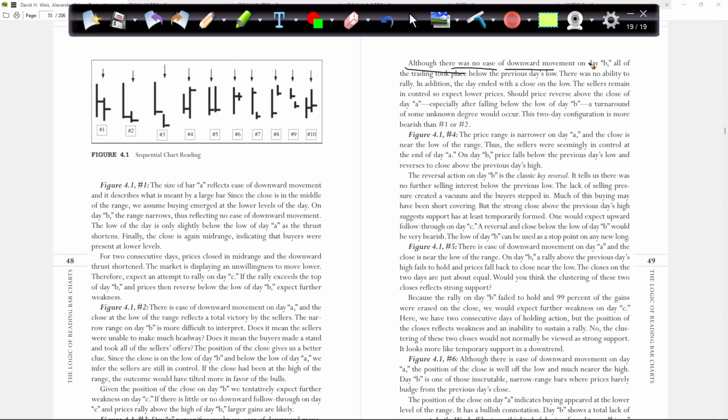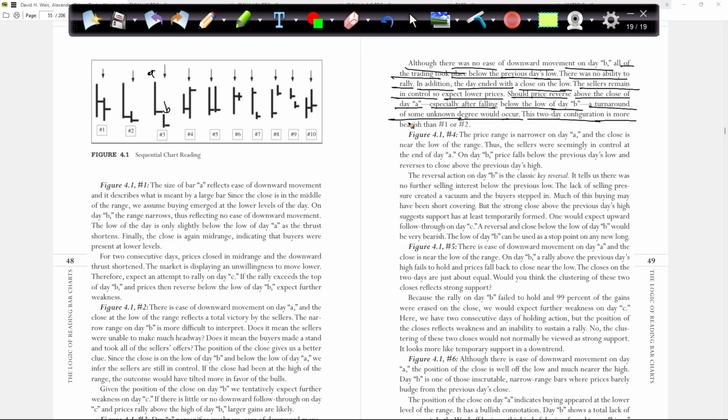Although there was no ease of downward movement on day B, this is day A, this is day B, all of the trading took place below the previous day's low. There was no ability to rally. In addition, the day ended with a close on the low. The sellers remain in control, so expect lower prices. Should price reverse above the close of day A, especially after falling below the low of day B, a turnaround of some unknown degree would occur. This 2-day configuration is more bearish than 1 or 2.